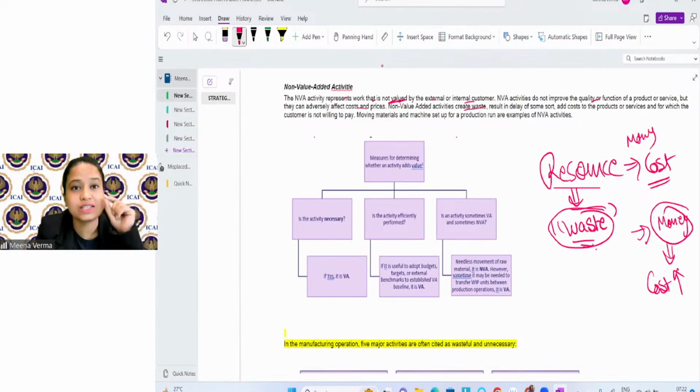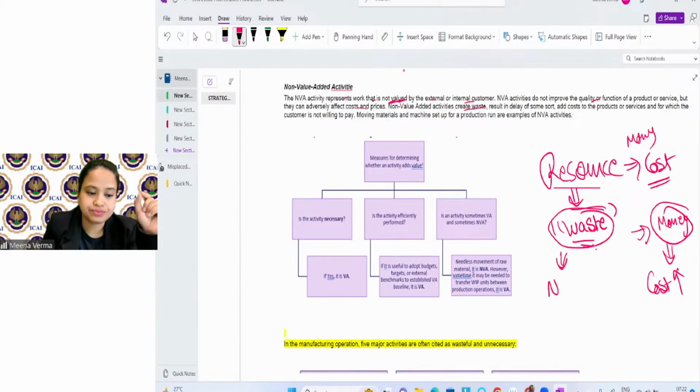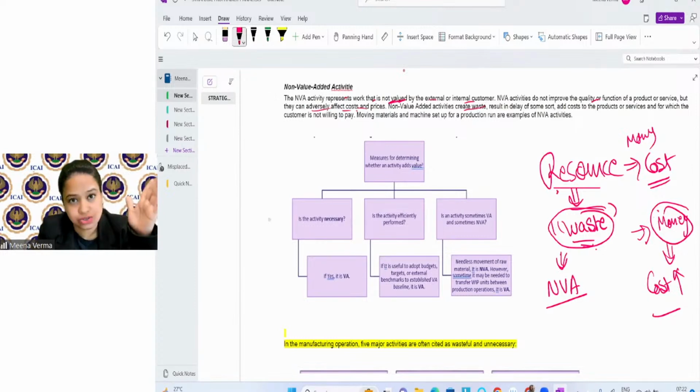When you waste the resource, it's a non-valuated activity. And it's a waste because resources are not free in nature. You have paid some money for it. It will increase the cost. So for that reason, it is written here, it can adversely affect the cost of the product. When the cost of the product will be more, obviously the price of the product will be high. So it's not good. It's not at all good. All right. So now what is happening here?